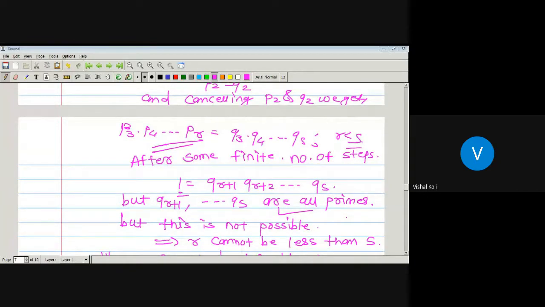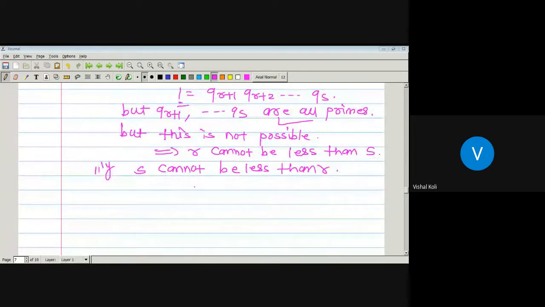Okay, now R is not less than S and R is not greater than S. It implies what is the relation between S and R?